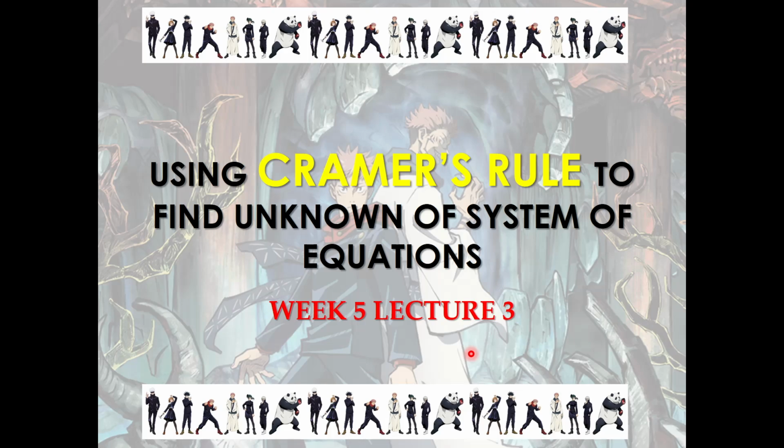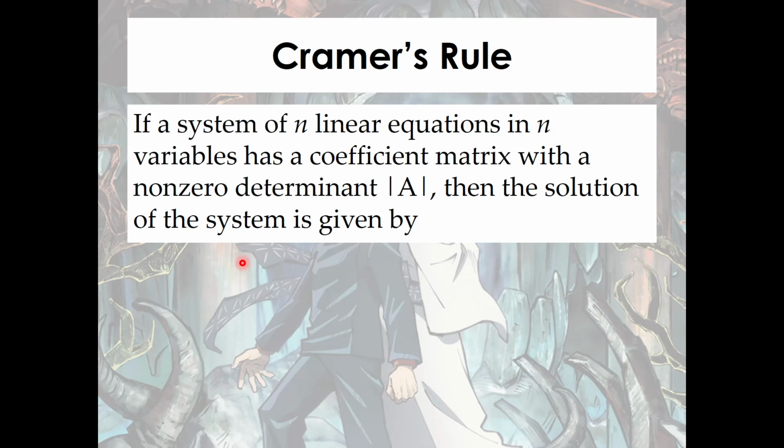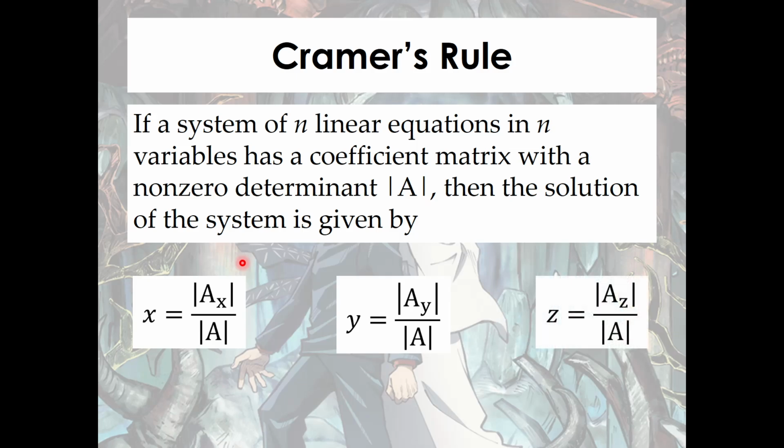That's week 5, lecture 3, and it's using Cramer's rule to find the values of x, y, and z in the system of linear equations. Okay, so Cramer's rule: if a system of n linear equations in n variables has a coefficient matrix with non-zero determinant, then the solution of the system is given by these formulas. So that's x, y, and z.